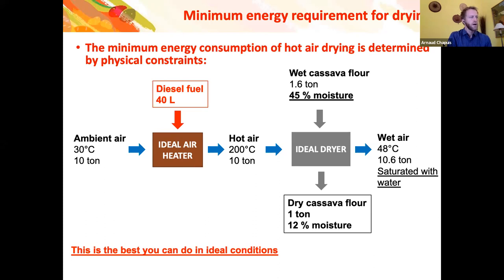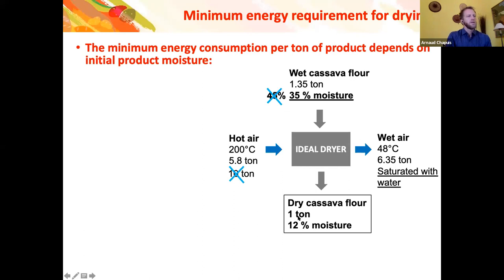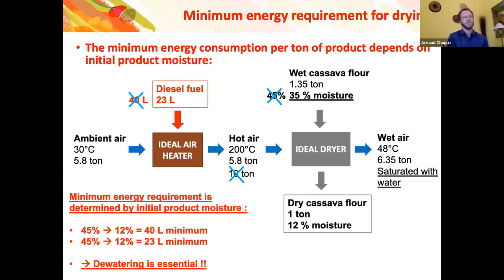And now I would like to show you what happens if you have a better dewatering, and we assume that you don't start with wet cassava flour at 45% moisture content, but at 35% moisture content. The difference will be that to get 1 ton of cassava flour, you will need 1.35 ton of wet cassava flour. And instead of 10 ton of hot air, you will need only 5.8 ton. So almost half of it. And the consequence of that is that you need almost only half of the fuel quantity to heat up that hot air. So that means that prior to drying, dewatering is a very, very important operation. We will come back to that a bit later.